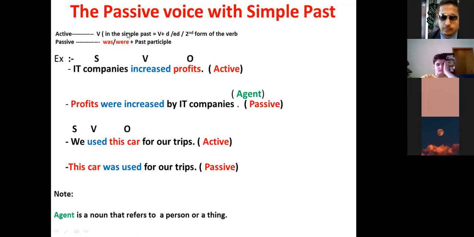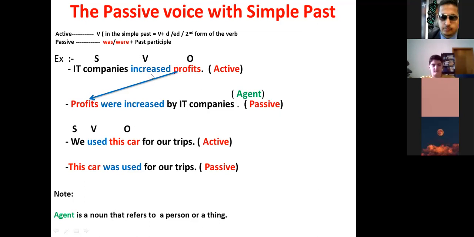First, we determine if the subject is singular or plural. Before that, we should determine the part of speech: subject, verb, and object. Then we start with the object, and then the verb. If it's plural, we use were. If it's singular, we use was.